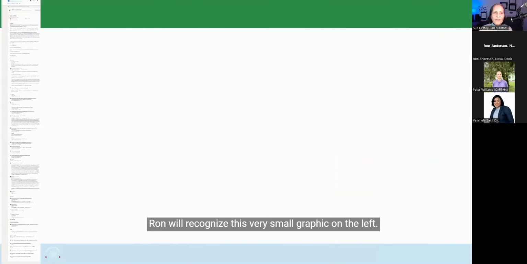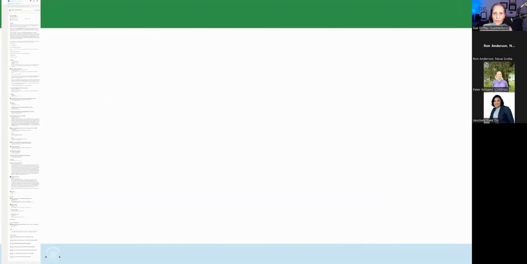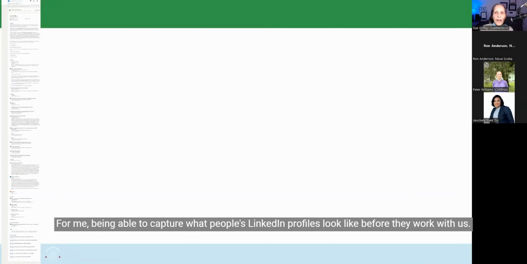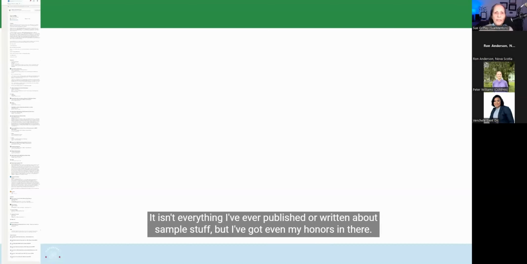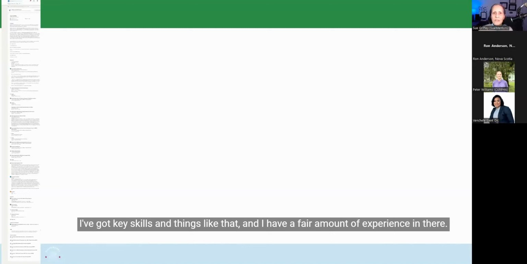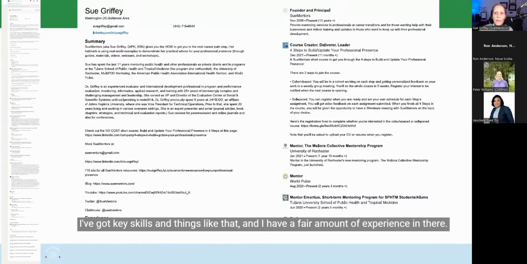Ron will recognize this very small graphic on the left. We use this in the course that we give for me being able to capture what people's LinkedIn profiles look like before they work with us. So this is my profile. And not surprisingly, I filled mine in a long time ago. It's pretty complete. It isn't everything I've ever published or written about, sample stuff, but I've got even my honors in there. I've got key skills and things like that. And I have a fair amount of experience in there.